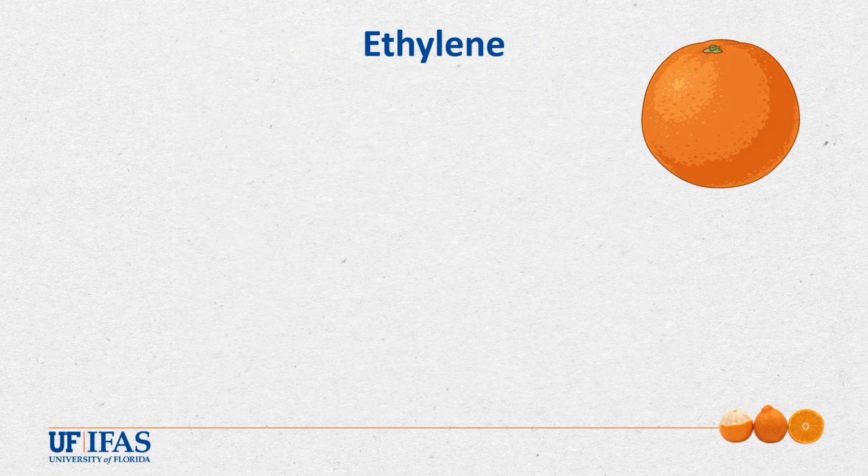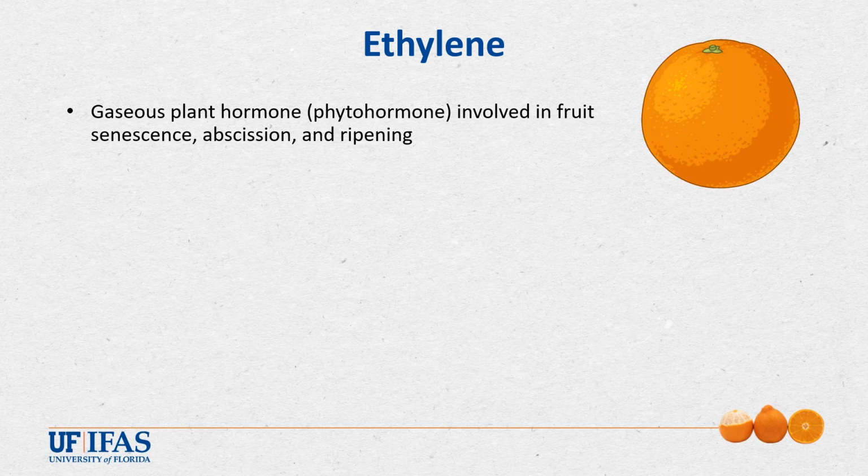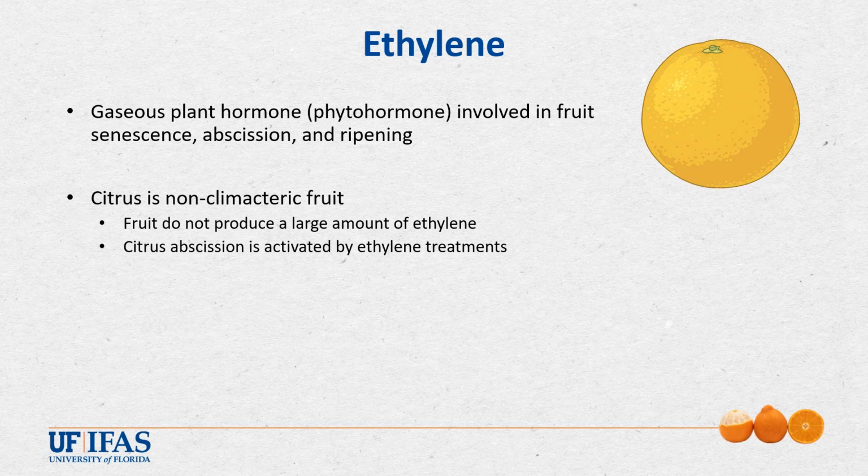The first and most involved hormone in fruit drop we will discuss is ethylene. Ethylene is a gaseous plant hormone involved in fruit senescence, abscission, and ripening. Citrus is classified as a non-climacteric fruit, meaning the fruit do not produce a large amount of ethylene for the ripening process as opposed to, say, fruits like bananas.